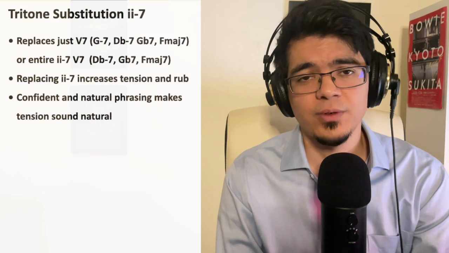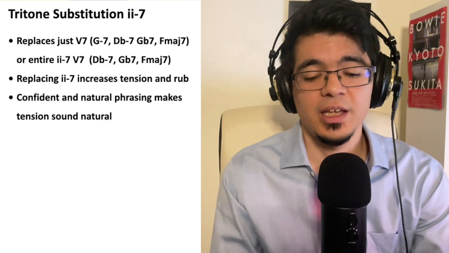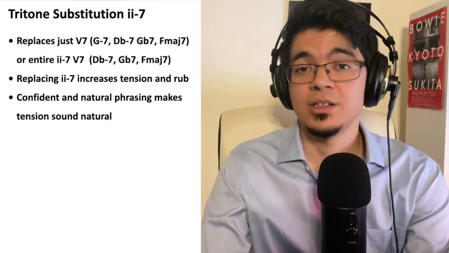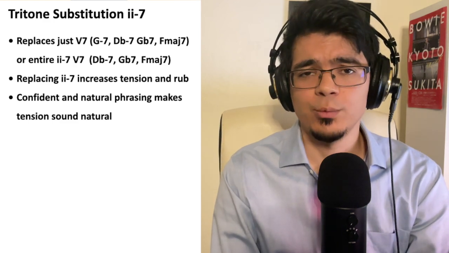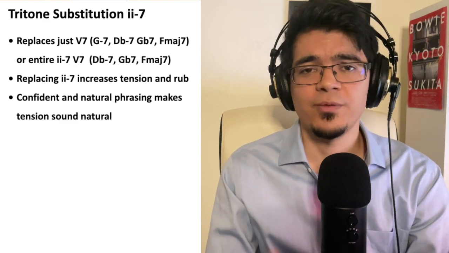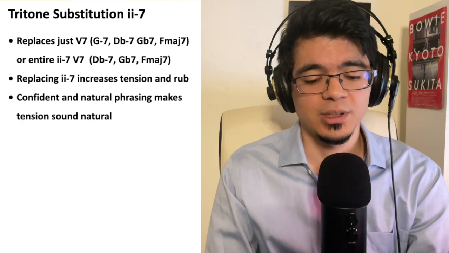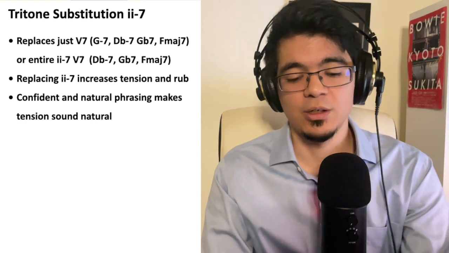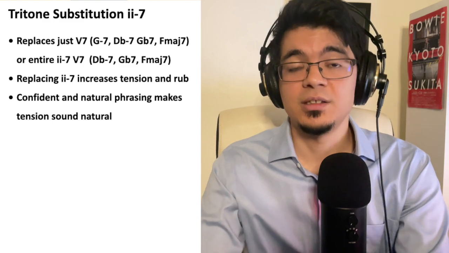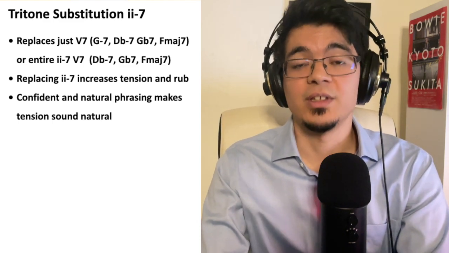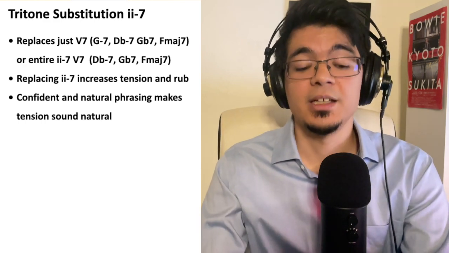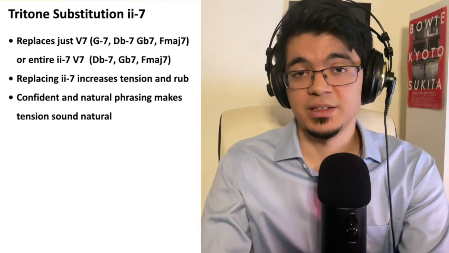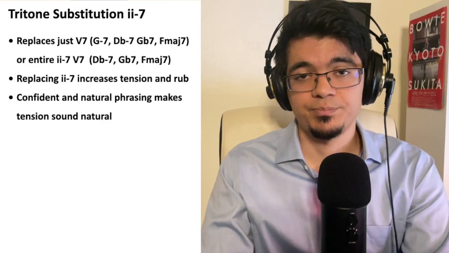We can also tritone substitute the 2 chord in our 2-5-1 chord progression, giving us a chord progression of D flat minor 7, G flat 7, F major 7. We can do this a couple of different ways. One, we could replace just our 5 chord using a quick 2-5 tritone substitution, which would give us an overall chord progression of G minor 7, D flat minor 7, G flat 7, F major. Or we can replace the entire 2-5 playing D flat minor 7, G flat 7, F major 7.